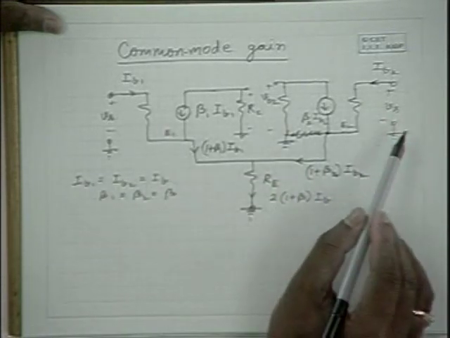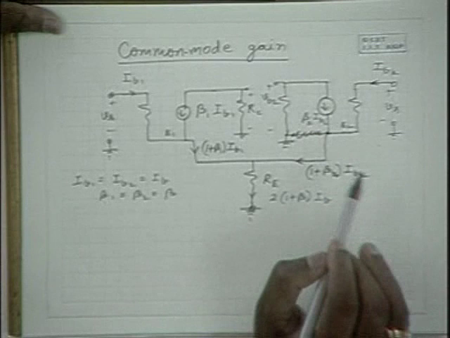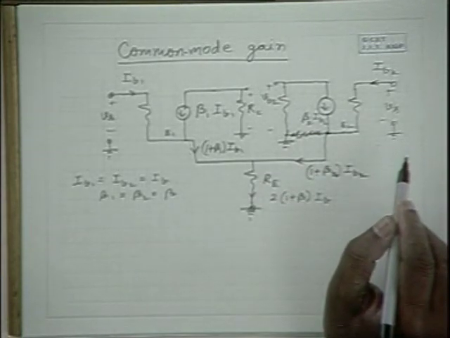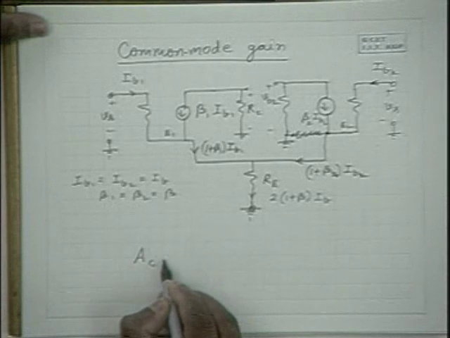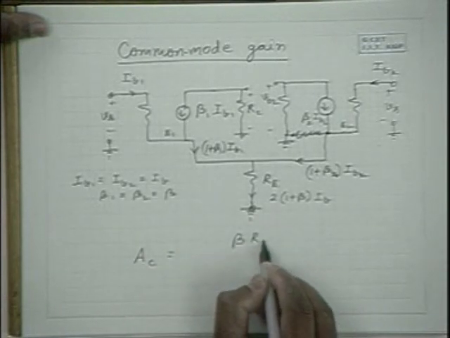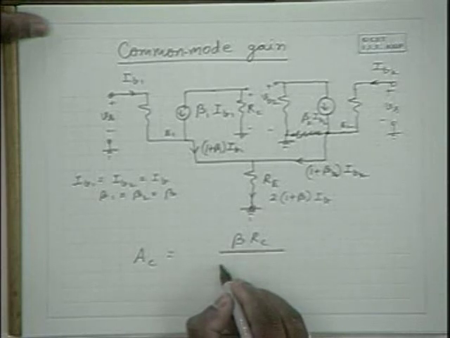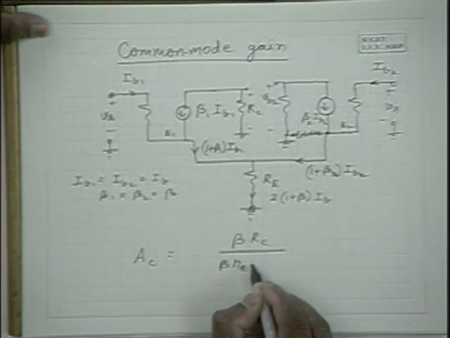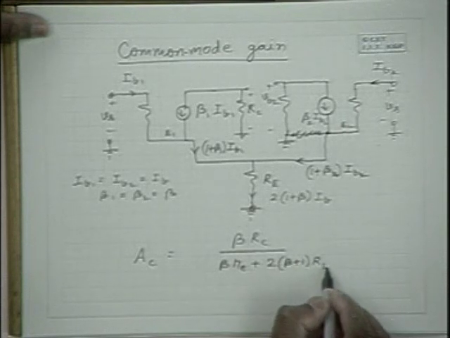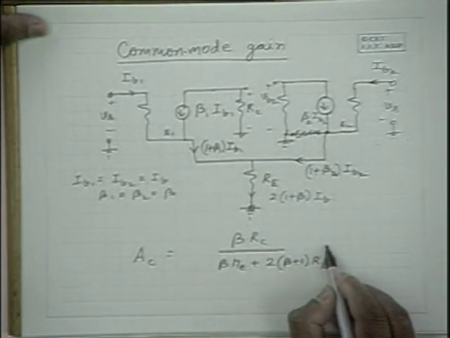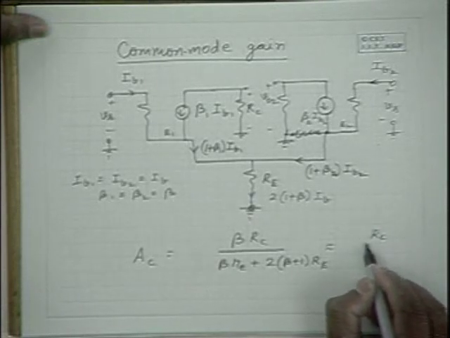And please note that the common mode signal also is equal to Vs, and this stage's gain gives us straight away the common mode gain, and we can obtain the common mode gain expression as beta RC divided by beta Re plus 2 into beta plus 1 into Re, which is approximately equal to Rc by 2 Re.